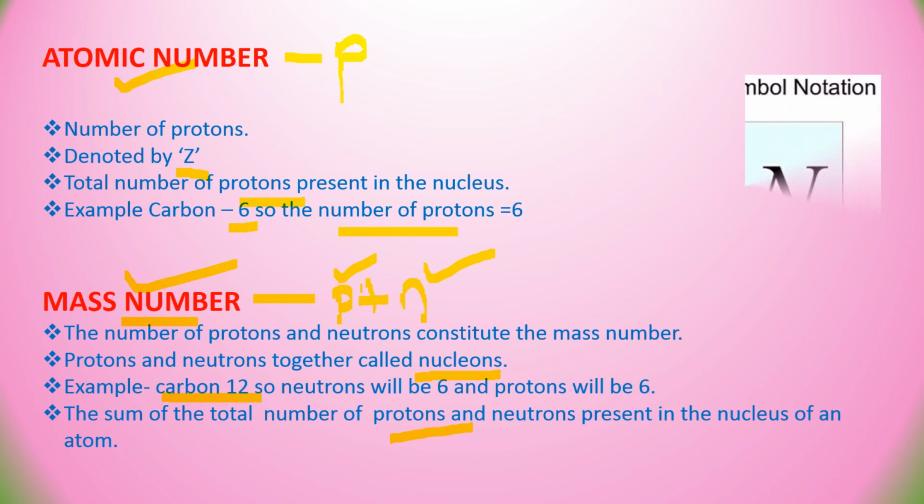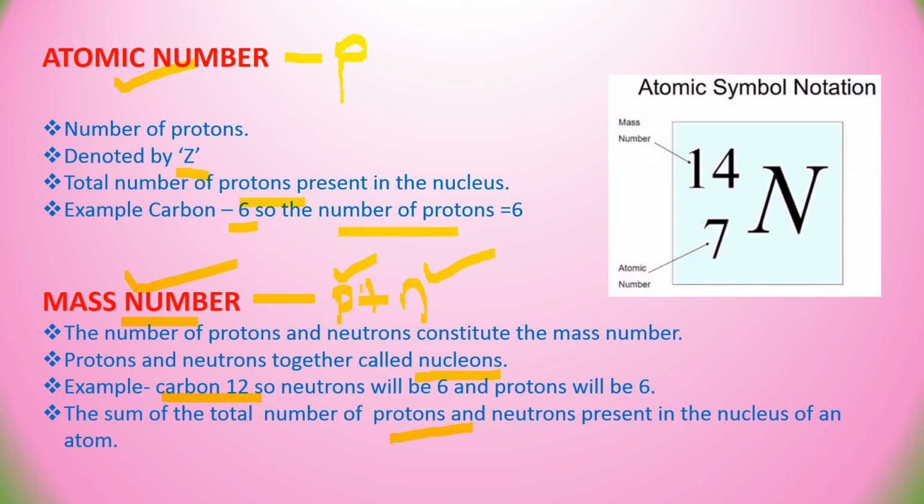Now I show the diagrammatic representation. See here, on the upper left side, the 14 written is the mass number, and below on the left side it is the atomic number. Remember, this is the atomic symbol notation. That means the upper left always has the mass number, and the bottom left is the atomic number. So when this type of element is written, you should know what it is.